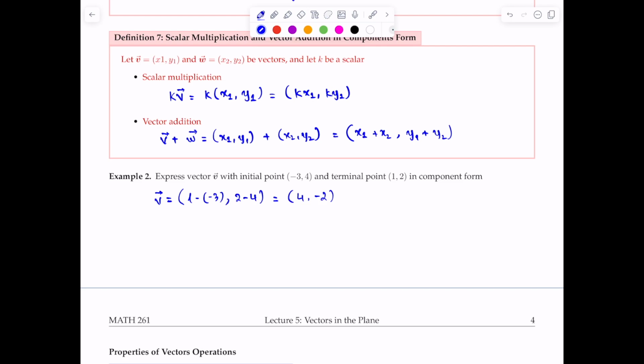And for vector addition and scalar multiplication, we will get a chance to do the exercises a little bit later. But for now, let's move on to another topic.